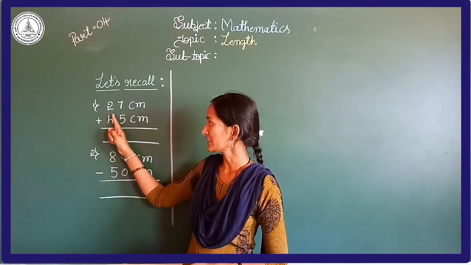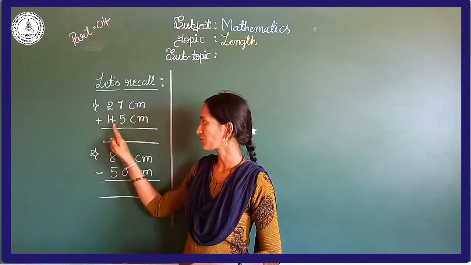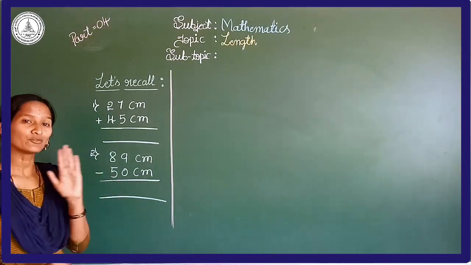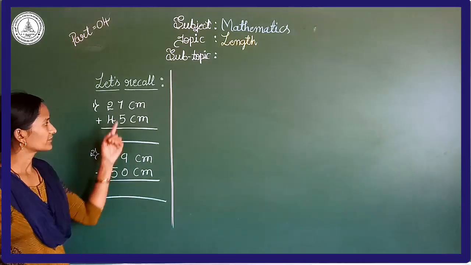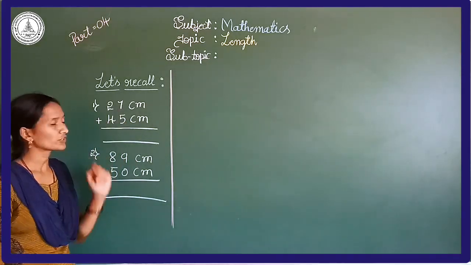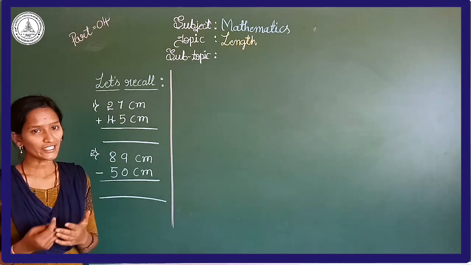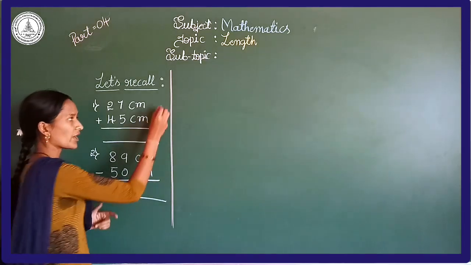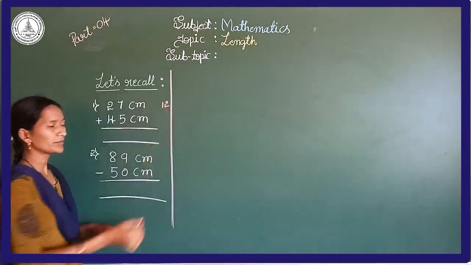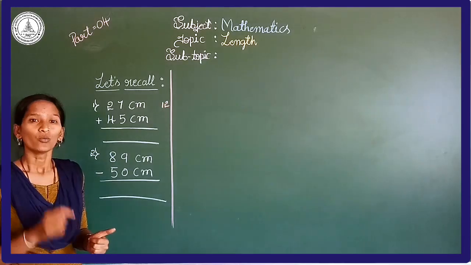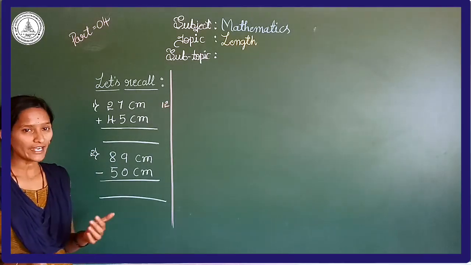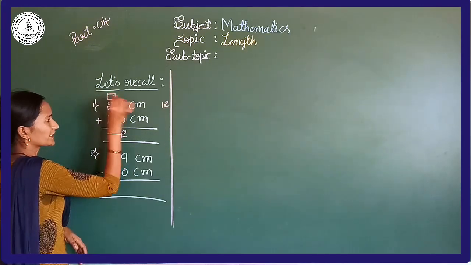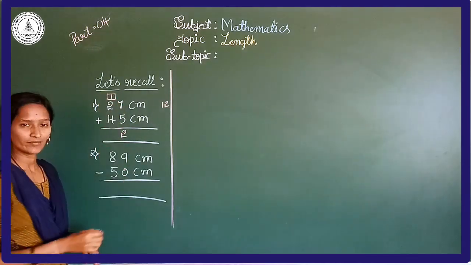The first problem is 27 centimeter plus 45 centimeter, right? First you have to add the numbers in the ones column, then the tens. First add 7 plus 5. What is 7 plus 5? 7 plus 5 is 12, so it is 12 ones. Now I am regrouping this 12 as 1 ten plus 2 ones, right? So I am writing this 2 here, and next I am writing this 1 in the tens column, right?